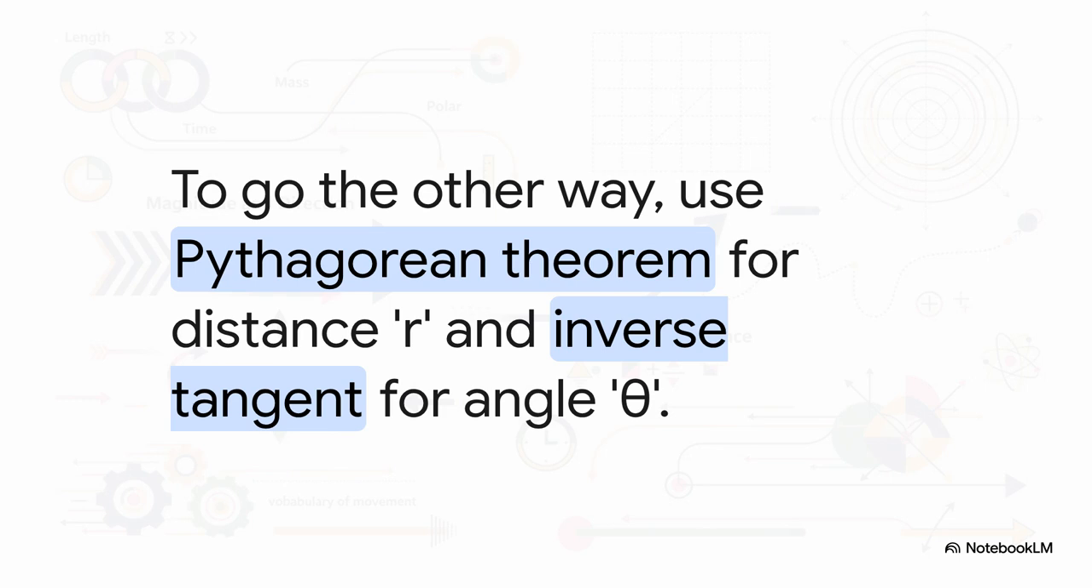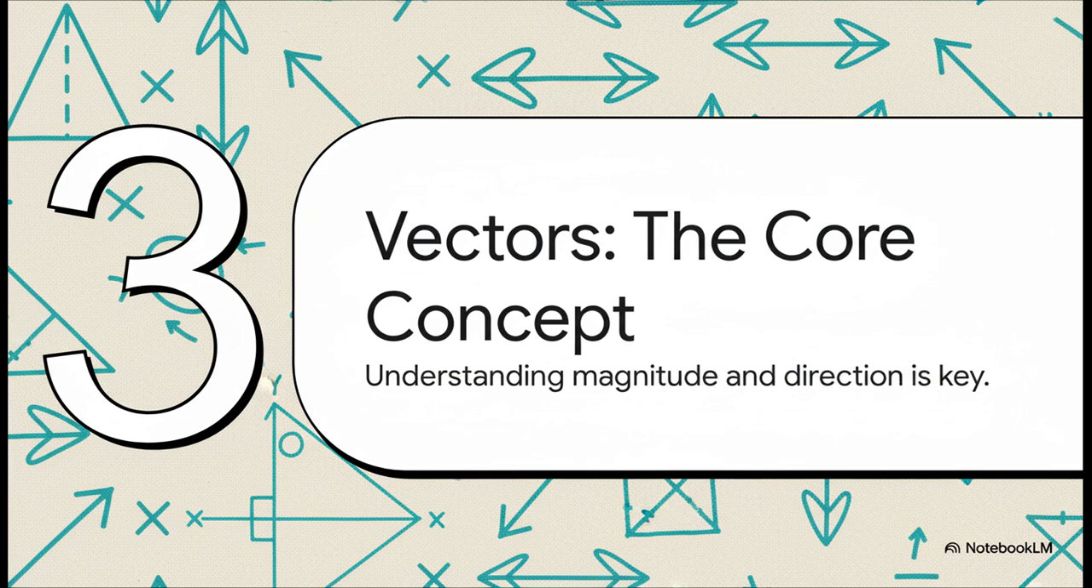And what about going the other way, from Cartesian back to polar? Just picture it. Your x and y components make the two sides of a right-angled triangle. The total distance, r, well, that's just the hypotenuse. So we use the Pythagorean theorem. r is the square root of x squared plus y squared. And to get the angle, theta, that's just basic trig. The tangent of theta is opposite over adjacent, or y over x. So theta is just the inverse tangent of y divided by x. Simple as that. All this math with coordinates and angles leads us straight into our next topic.